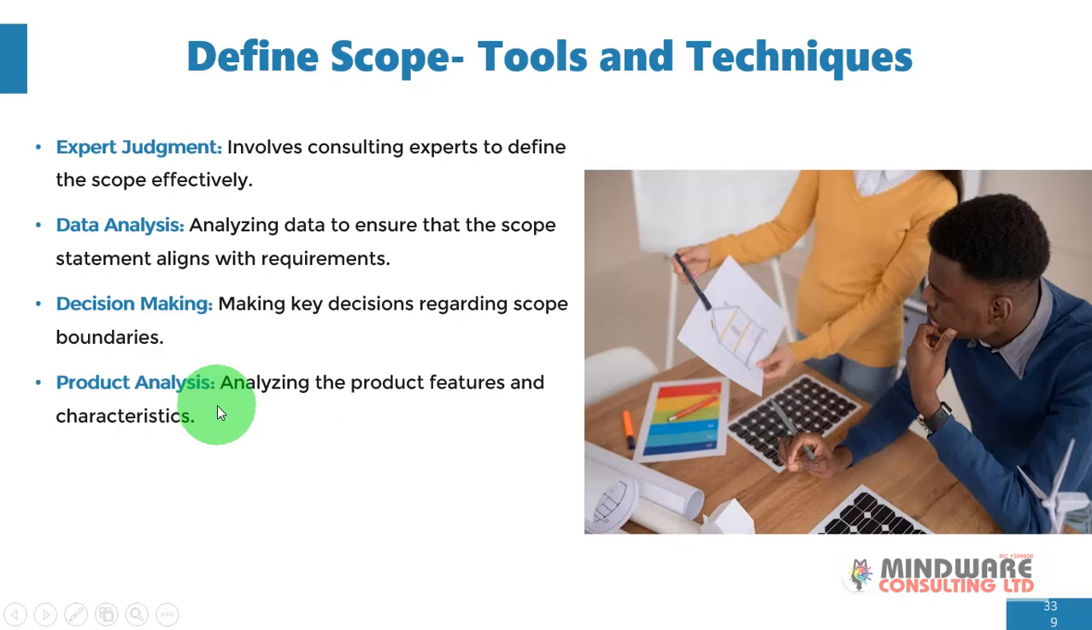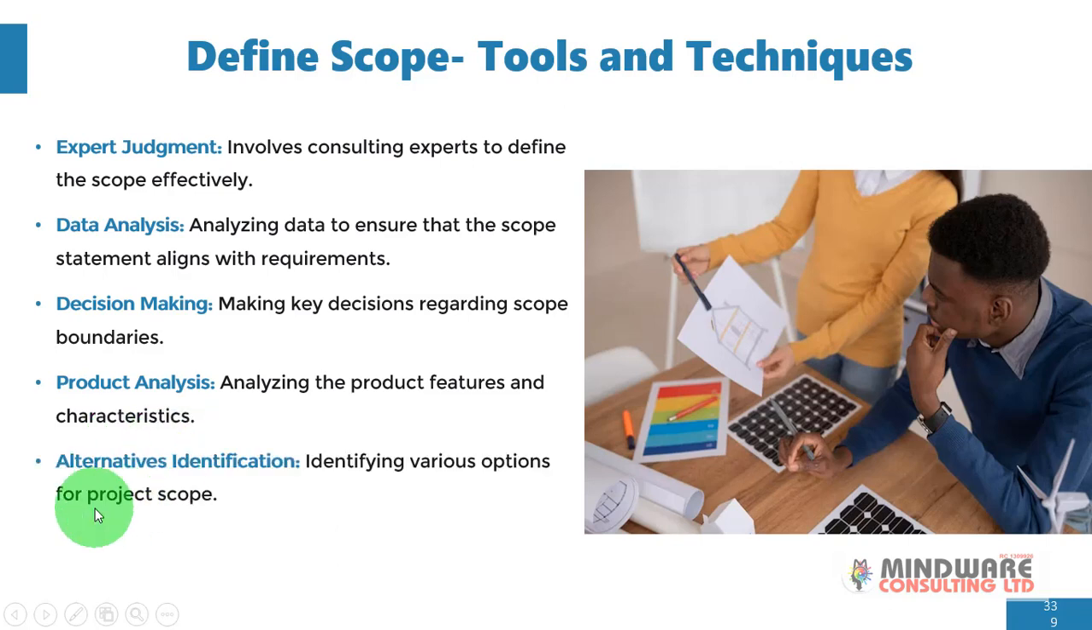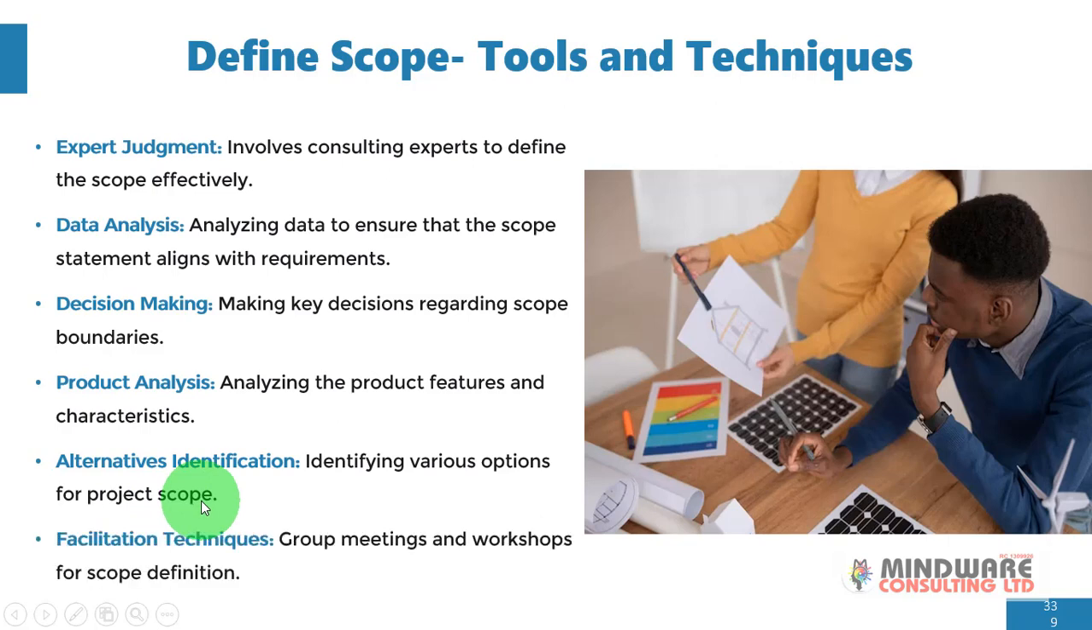Product analysis. This involves analyzing the product features and its characteristics. Alternatives identification. These include identifying various options for project scope. Last but not the least, you have facilitation techniques, and these include group meetings and workshops for scope definition. So all these are your tools and techniques which you use for defining your project scope.